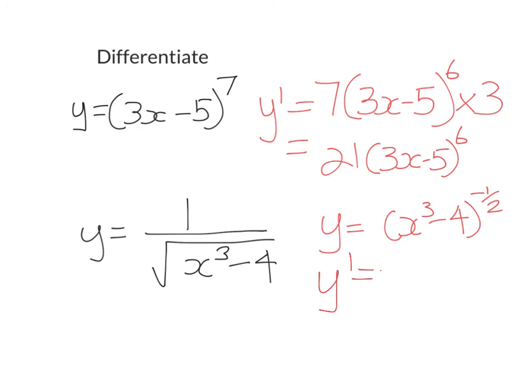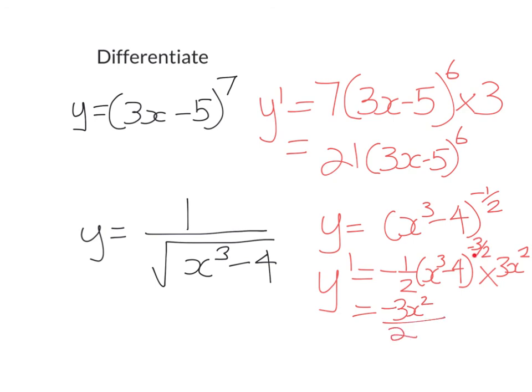We're going to move the power to the front, keep the thing in brackets the same. We're going to decrease the power by 1, and then we need to times by the derivative of what's in the brackets. The derivative of x cubed minus 4 is just 3x squared. So remember, when you're differentiating a constant like minus 4, the constant vanishes. So just making this a little easier to work with, minus a half times 3x squared, you can just write that as minus 3x squared on 2.